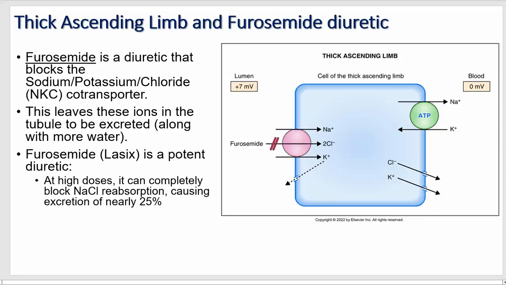Okay. And Lasix is the name of the drug. It blocks this transporter. You should know how it works. At high doses, it can completely block sodium chloride reabsorption, causing excretion of nearly 25%. Okay. Which is a lot. It's not 100% of the sodium chloride, but 25% added to the excretion by this is a lot, and that's going to be a lot of water that's also pulled with it.